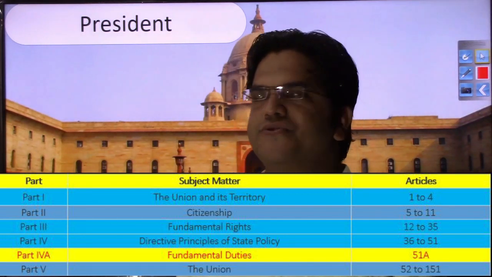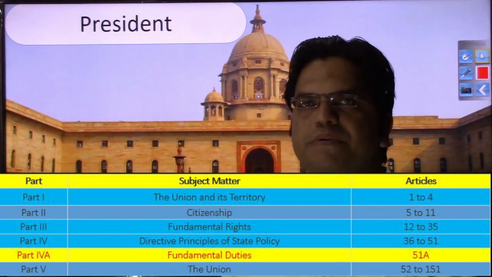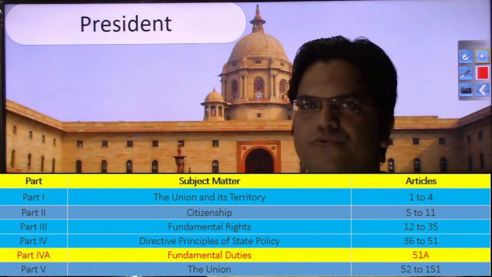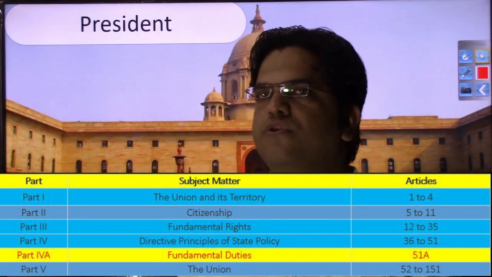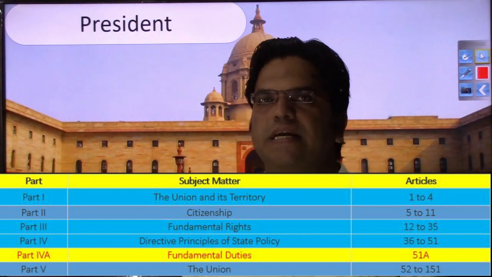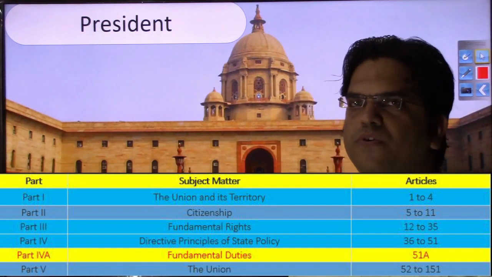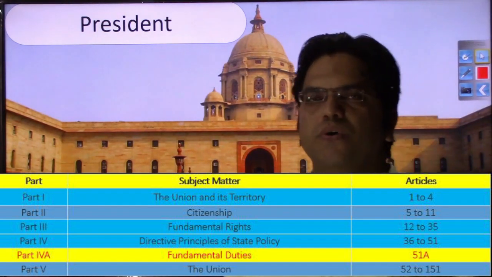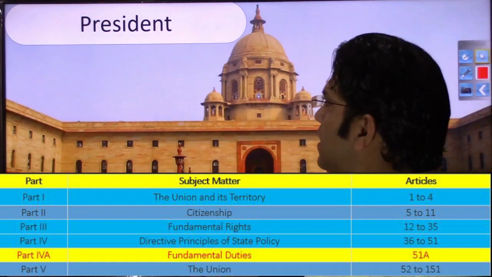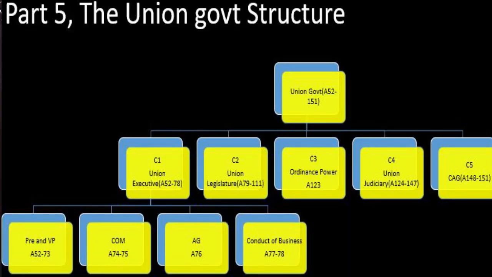The fourth part of the Constitution dealt with the Directive Principles of State Policy, Article 36 to Article 51, and Part 4A, added by the 42nd Amendment, dealt with fundamental duties. Those 4 parts we have already covered. Now we are delving into the Union Government. In the Union Government there is one chapter dedicated to the Union Executive, and in the Union Executive we have the President. That is how the Union Government portion has been structured in the Indian Constitution.